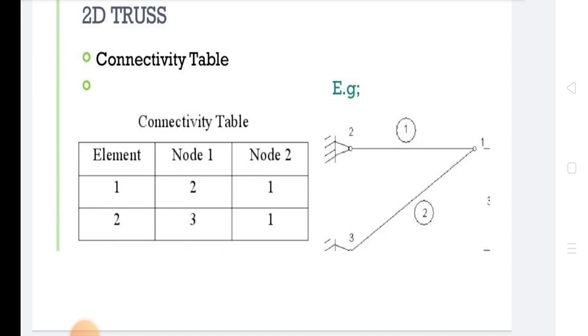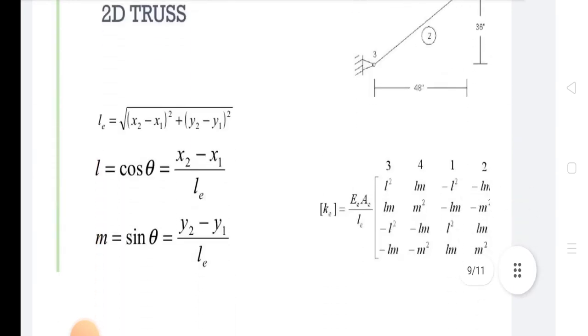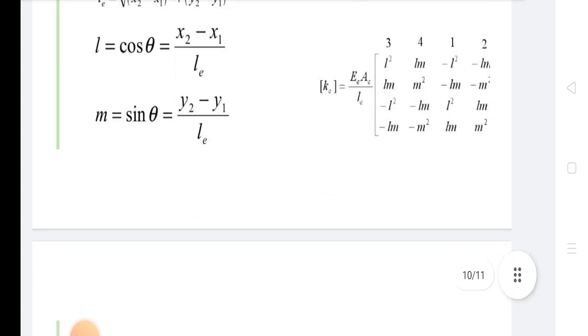There is node 1 and node 2. These are the nodes. These are the 2D truss equations, very important equations. L equivalent is equal to the square root of (x2 minus x1) squared plus (y2 minus y1) squared. L is equal to cos theta, equal to (x2 minus x1) upon L equivalent. M is equal to sin theta, equal to (y2 minus y1) upon L equivalent. So this is a very important equation.